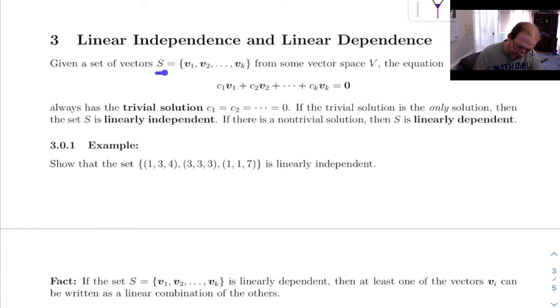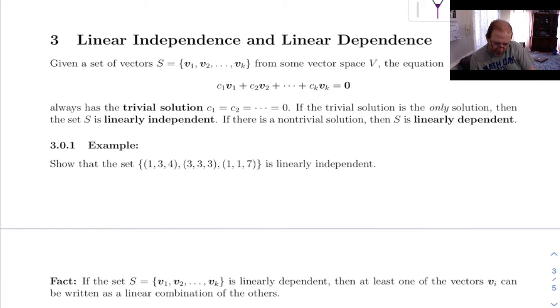You're given a set of vectors v1, v2 up to vk from the vector space V, and we set up this equation. This side over here is just an arbitrary linear combination of those vectors. And we set it equal to the zero vector, which, if you're dealing in R2, would be your zero vector. If you're dealing in R3, it would have 3 entries, and so on.